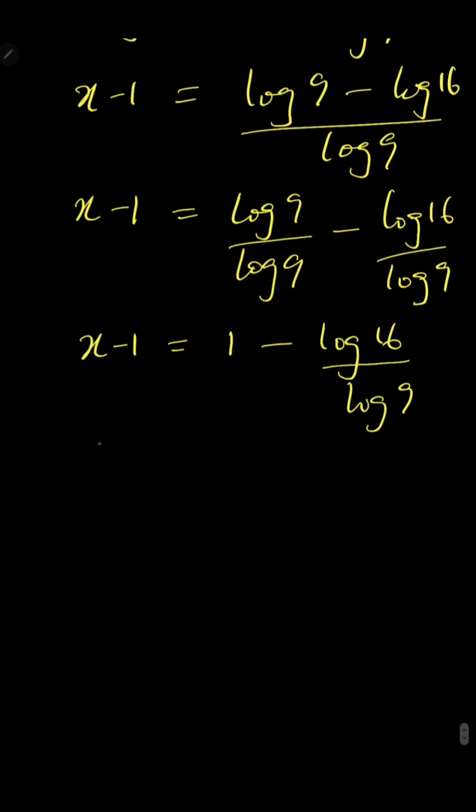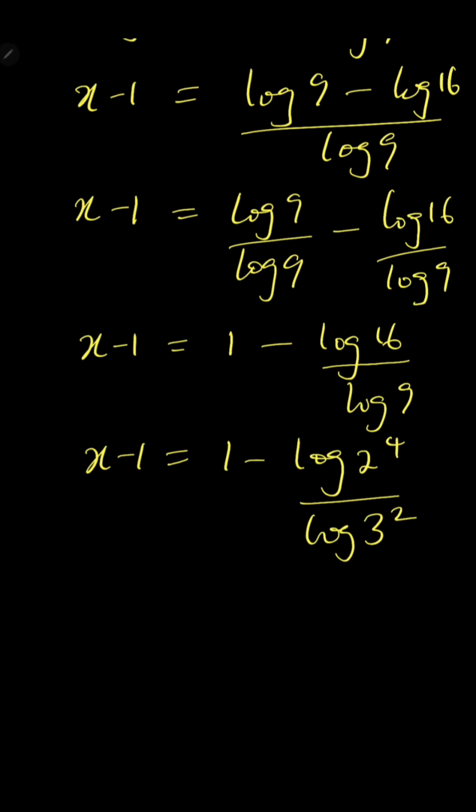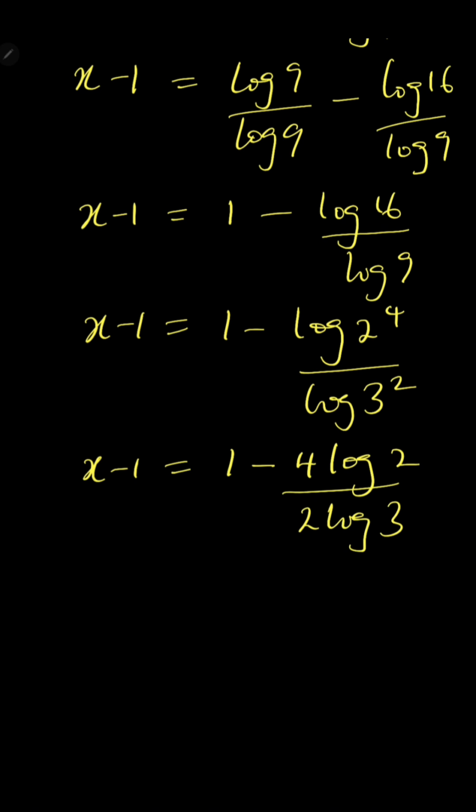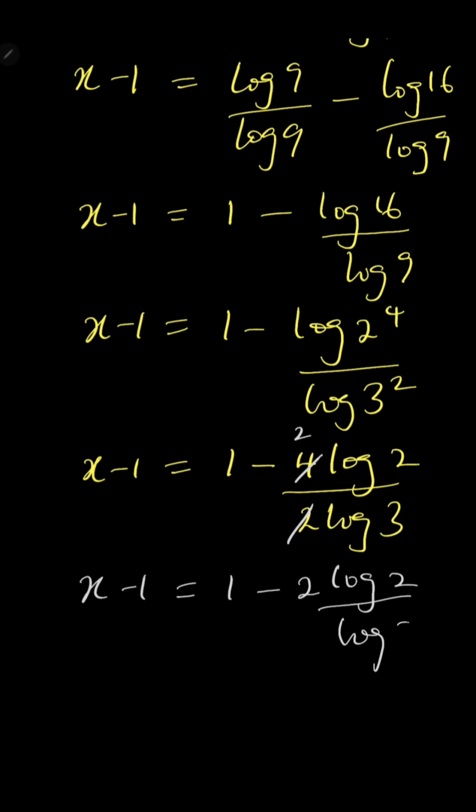From here we can still have that x minus 1 is 1 minus logarithm of 2 power 4, which gives 16, over logarithm of 3 power 2, which gives us 9. So x minus 1 is 1 minus, the power should come to the front, 4 log 2 over 2 log 3. In this case 2 will cancel 4 to give us 2. So x minus 1 is 1 minus 2 log 2 over log 3.